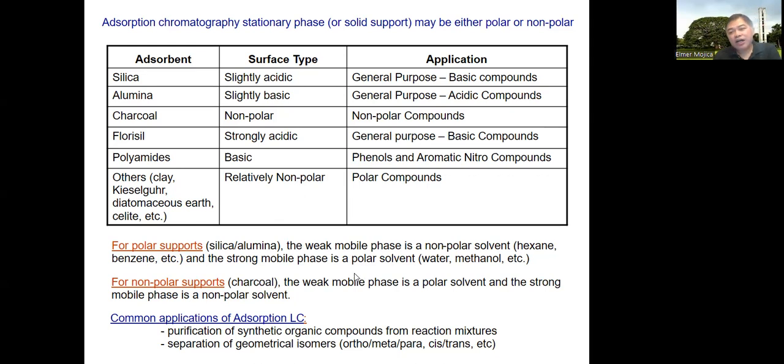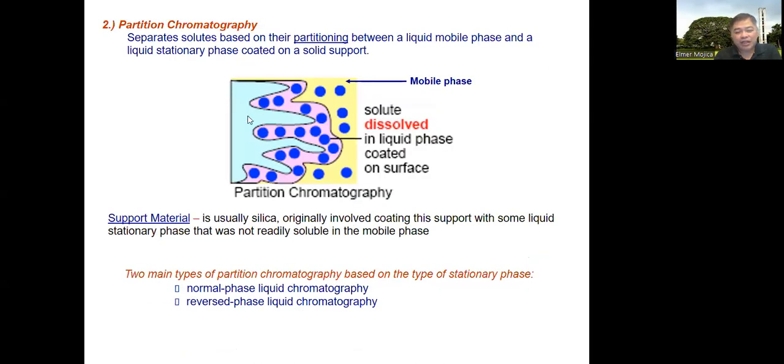Okay. Now, how does partition compare to absorption? In absorption, you have a pie that sticks to your face. In partition, it's just like you're eating the pie. It doesn't stick to your face. It doesn't stick to the surface. So from the word partition, what happened?